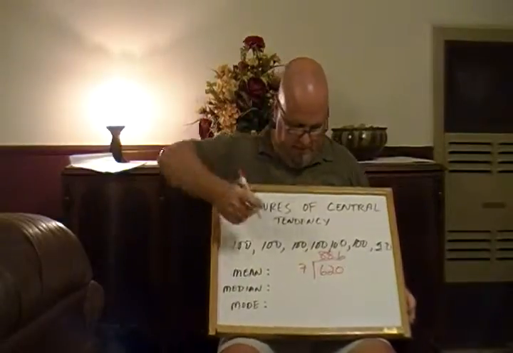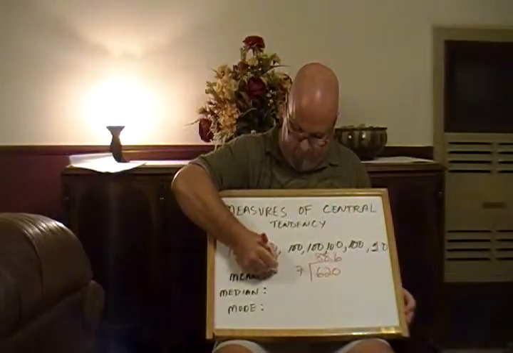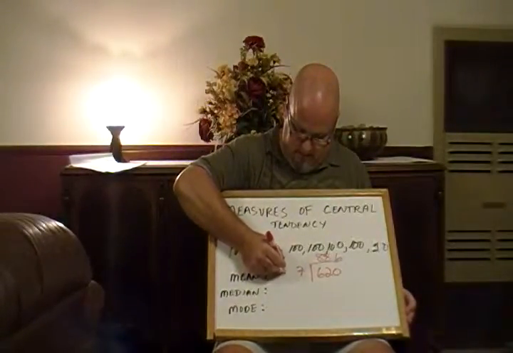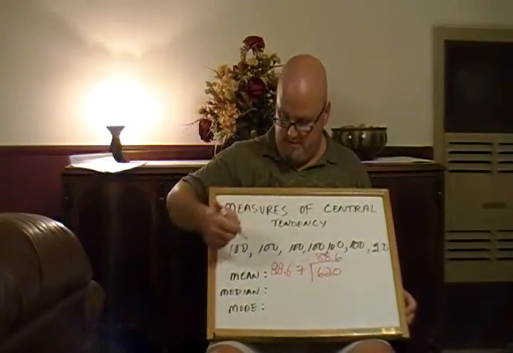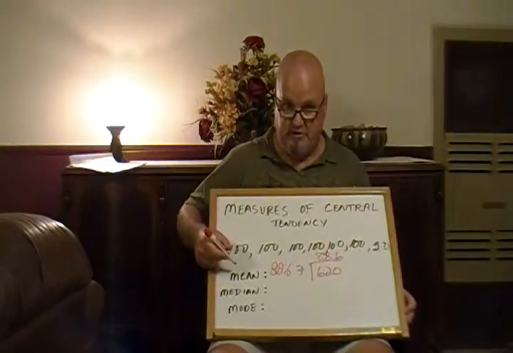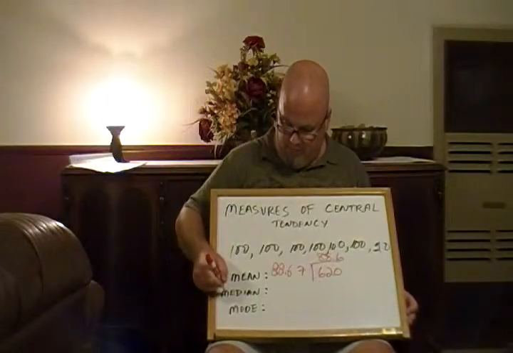So according to the mean, you got an 88.6, which is typically a B. So what the mean tells us is that you're a B student. Now what is the median?